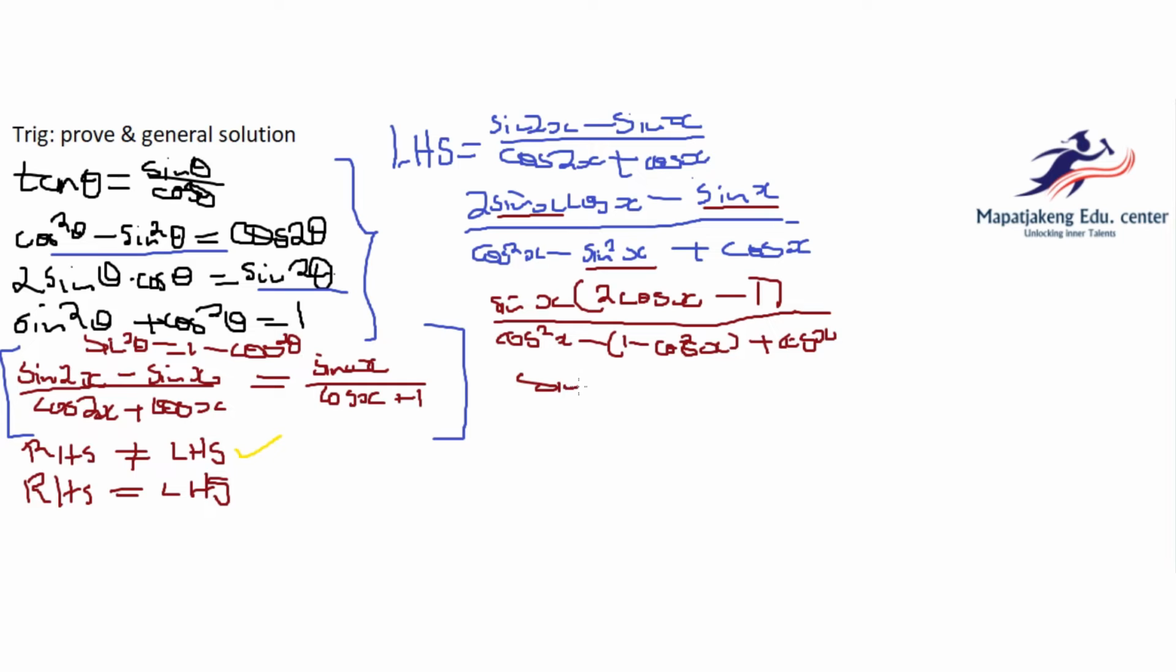Then from here we simplify the bottom part. The upper part we just copy the way it is, 2 cos x minus 1, all over. This becomes cos squared, this becomes another cos squared, then it becomes 2 cos squared x, and then you have plus cos x and minus 1.